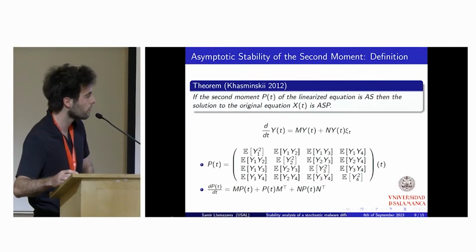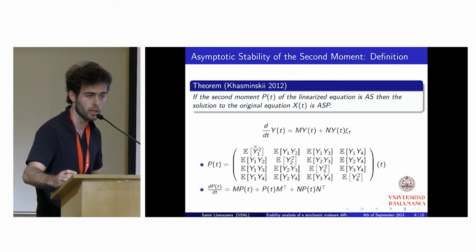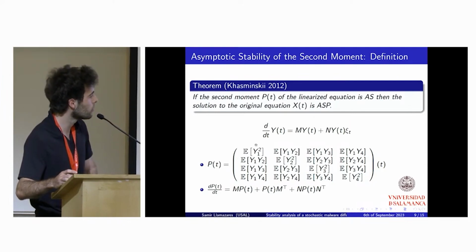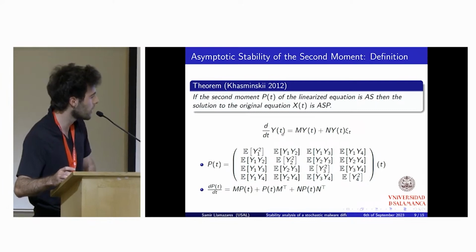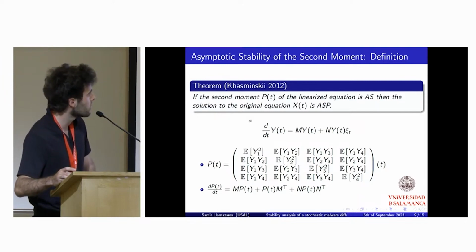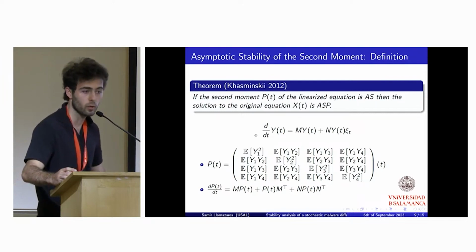So to study the stability of the linear equation, which will in turn give us the stability of the nonlinear equation, we can use a theorem which relates the stability of this linear equation to the asymptotical stability of the second moment of the solution to this linear equation. This theorem says that if the second moment of the solution to this linear equation is asymptotically stable, then the linear equation is asymptotically stable in probability.